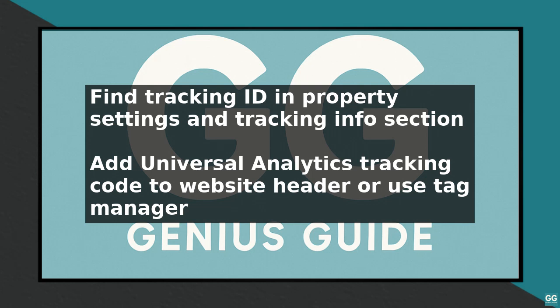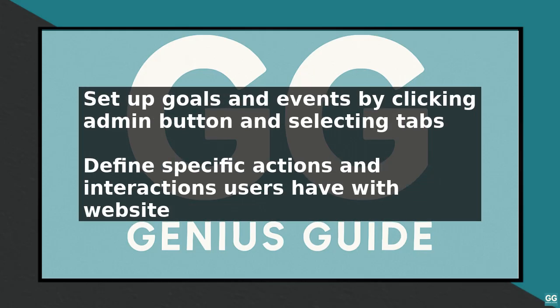Once you have added the tracking code, you need to set up your goals and events. Goals are specific actions you want users to take on your website, such as filling out a form or making a purchase. Events are specific interactions users have with your website, such as clicking on a button or watching a video. To set up goals and events, click on the admin button and select the Goals or Events tab. Then, follow the prompts to set up your goals and events.